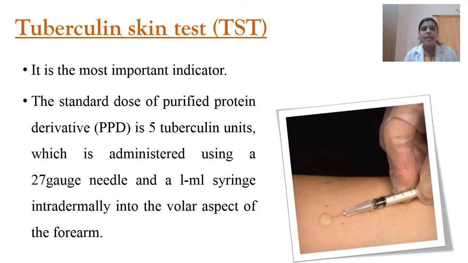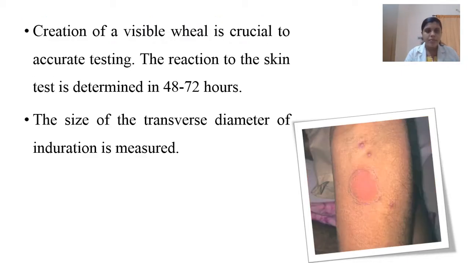Now we'll see what the tuberculin skin test is. Okay, so this is the most common indicator which is mainly used for the diagnosis of tuberculosis. So here purified protein derivative, that is known as PPD, 5 tuberculin units are injected using a 27 gauge needle and a 1 ml syringe into the volar aspect of the forearm of the child. Okay, so here I can show you the images.